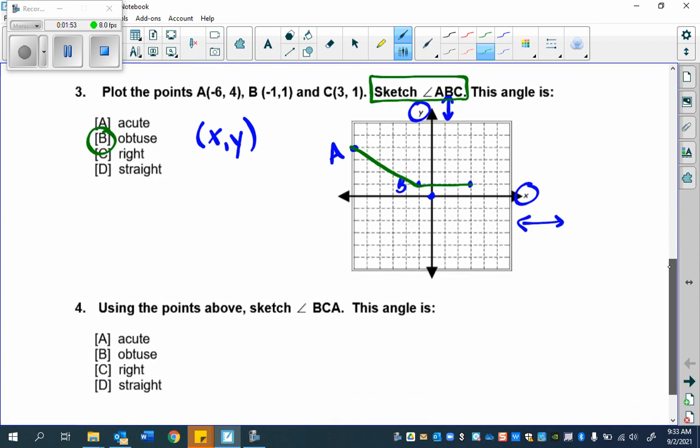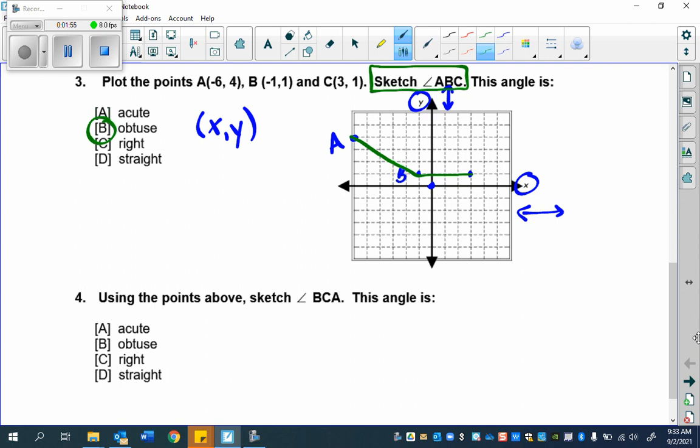Number 4 says, using the points above, sketch angle BCA. So when we look here at angle BCA, I know here, oops, I lost my B. Let me get that back. When we find BCA, C is now my vertex, and A is my angle, and that is an acute angle.